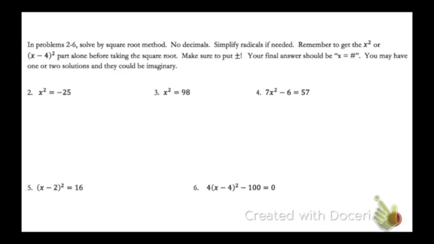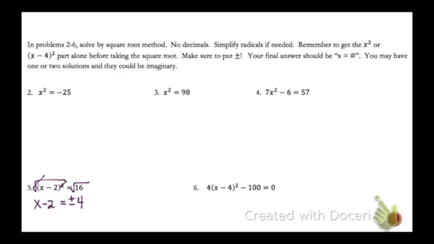In problem 5, we want to make sure to get the (x - 2) squared alone to begin with, which it already is. Look at problem 6. In that problem, we're going to have to start by getting rid of the 100 and the 4 before we take the square root. But problem 5 is already set up just to take the square root of both sides. So the square root of (x - 2) squared, our square root and our square cancel out. We just get x minus 2. And the square root of 16 is a positive and a negative 4.